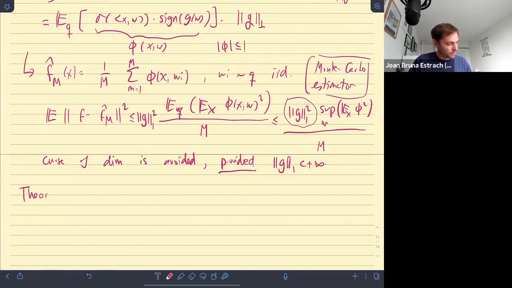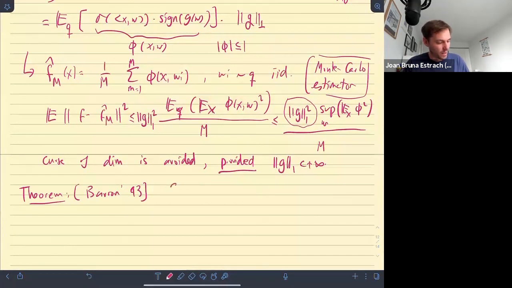This thing was observed by this very nice paper from Andrew Barron, in '93, that instead of using this strange activation function that is the Fourier atom, you can make it practical. You can relate it to classical activation functions, right? And for this, you just need to change a little bit this definition of the L1 norm of the Fourier.